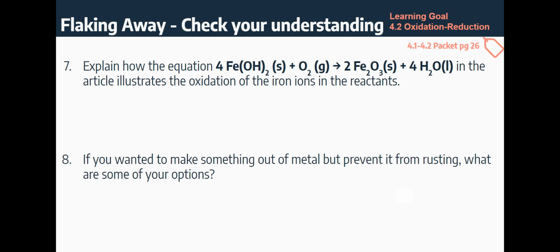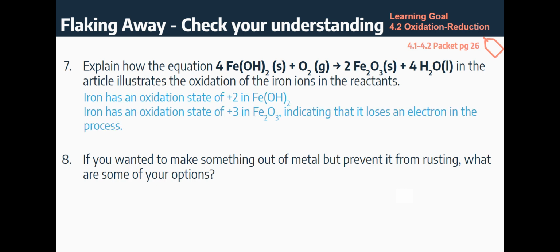But not only is it a redox reaction, we can further identify what is being oxidized and what is being reduced. Our oxygen goes from 0 to 2 minus, meaning it gained electrons. So oxygen in O2 is being reduced. The iron in Fe(OH)2 goes from a 2 plus to a 3 plus charge, so it loses an electron. That iron is being oxidized.